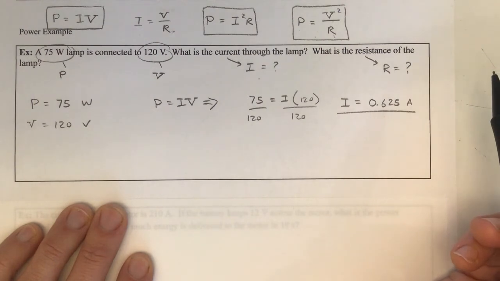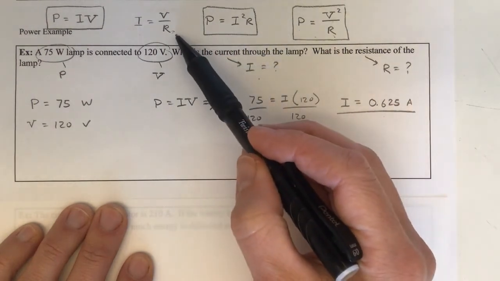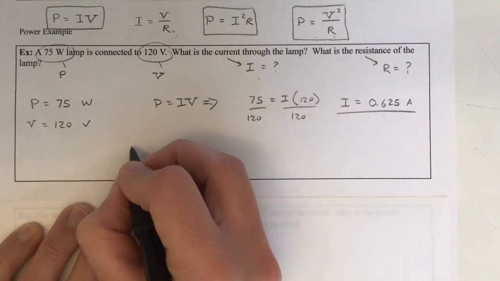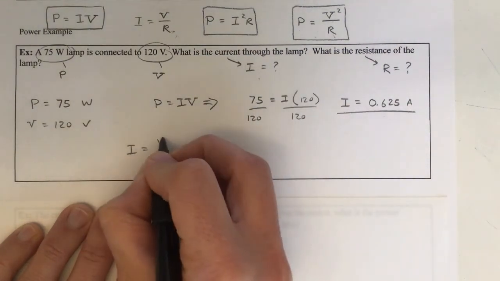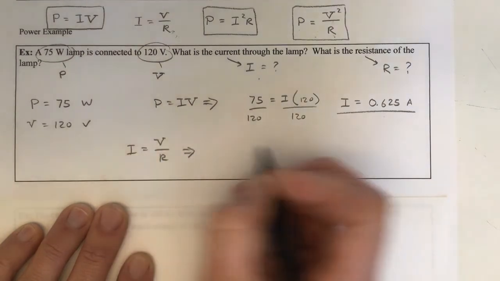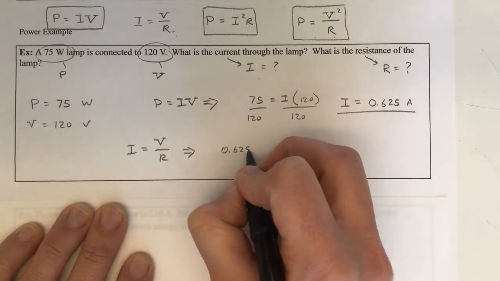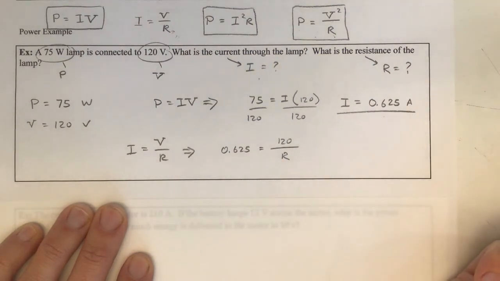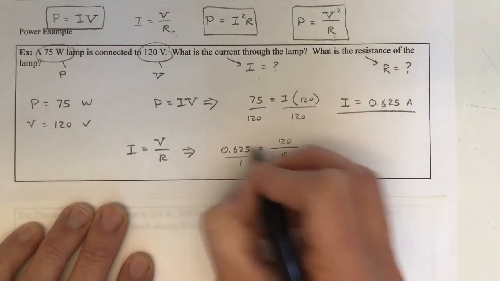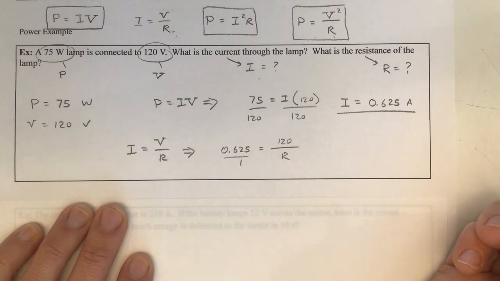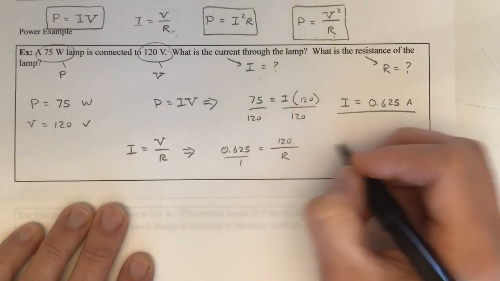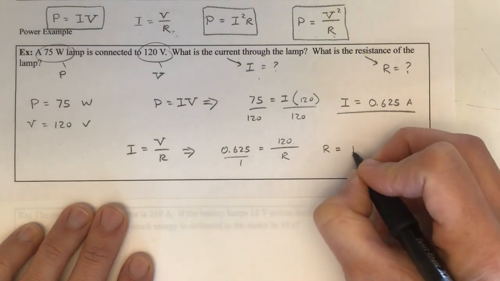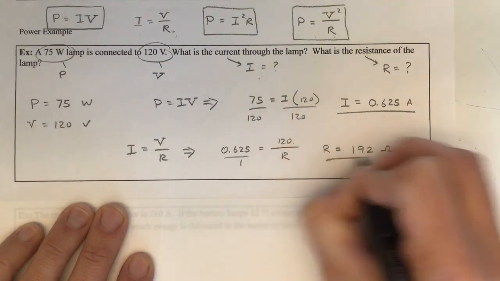I think for most of you, going back to Ohm's law is probably the easiest because it doesn't involve squaring anything. And so if we say, okay, Ohm's law says I is equal to V over R, that means 0.625 is going to equal 120 divided by resistance. And we would just cross multiply and divide 120 by 0.625, and we should get that R is equal to 192 ohms. Okay, pretty straightforward.